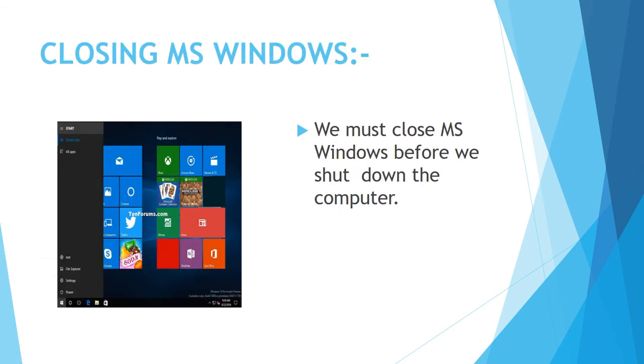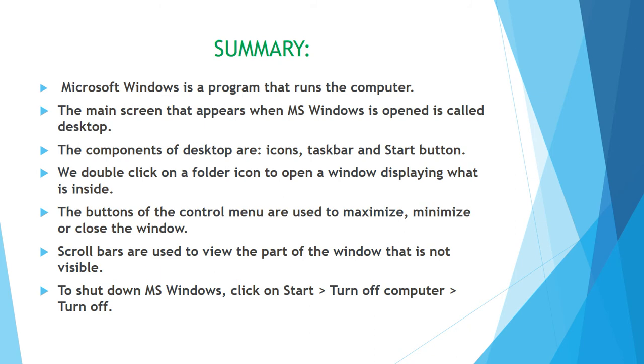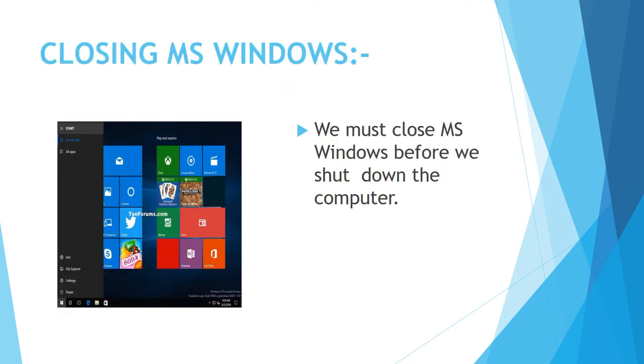Next topic is closing MS Windows. We must close MS Windows before we shut down the computer. Follow these steps to close the windows. Click on the start button. A menu appears. Next, click the turn off computer option. A box with 3 options appears: standby, turn off and restart. Then you click on the turn off option.